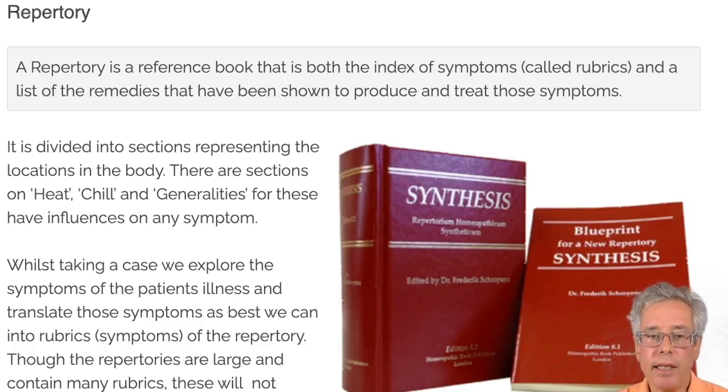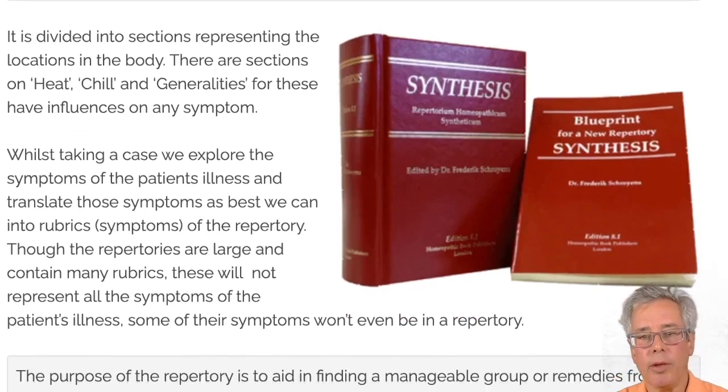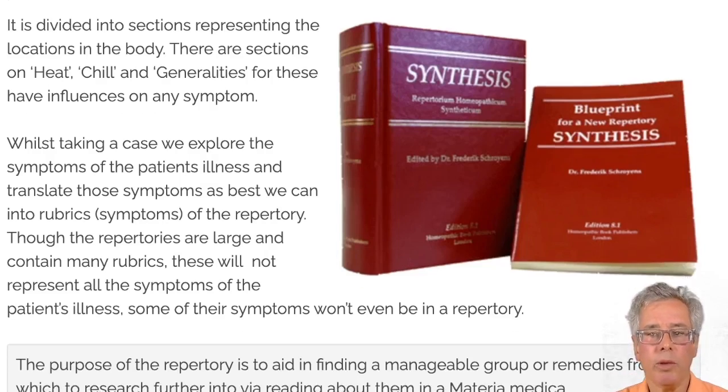It is divided into sections representing the locations in the body. Usually it starts with the mind and goes to the inner head, outer head, different areas of the body, all the way through to fever, chill, urination, bladder, male, female genitalia, upper extremities, meaning arms, lower extremities, meaning lower limbs. So very, very detailed, and we would look in those areas for the symptom that we're trying to prescribe for, and then get a list of remedies that could be useful.